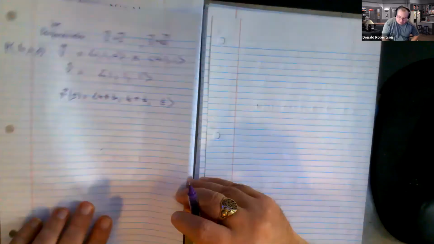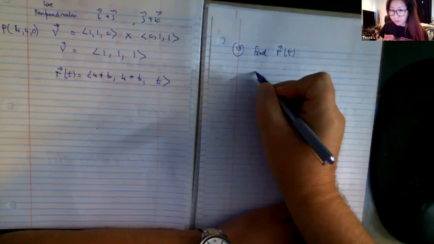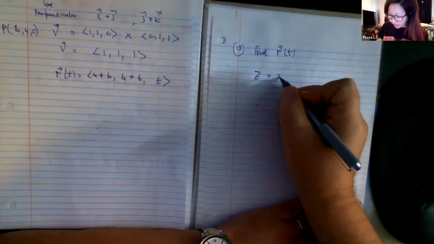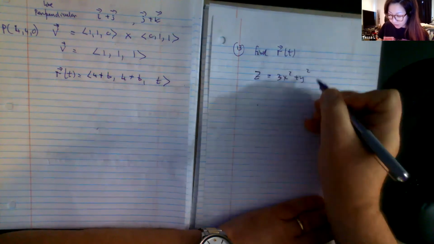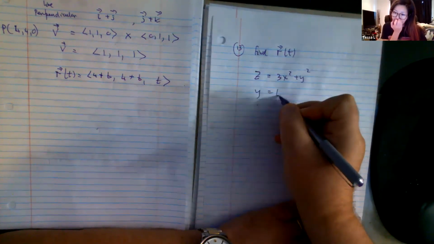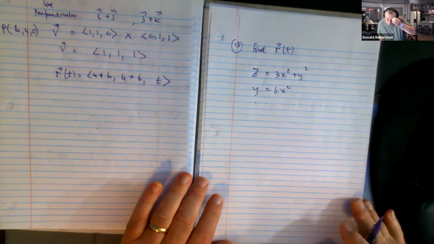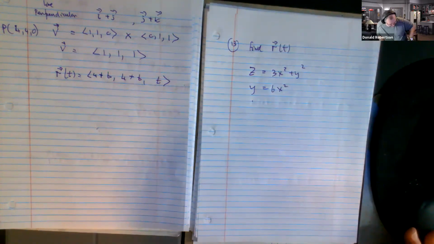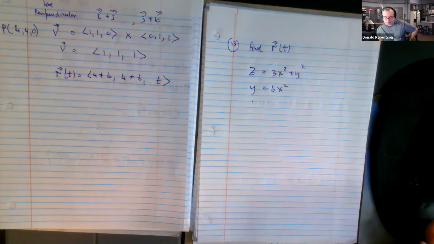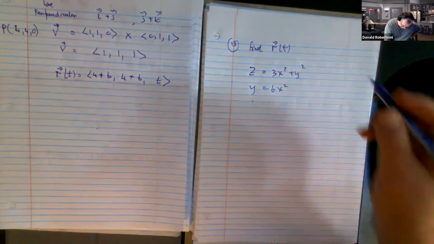Yeah, find a vector function that represents the curve of intersection of the two surfaces, the paraboloid z equals 3x squared plus y squared, and the parabolic cylinder y equals 6x squared. Okay. Now, if you put those into something like 3D GeoGebra, you'll be able to see them. You can just trust me that they intersect on a curve, and we're trying to find the equation of that space curve.